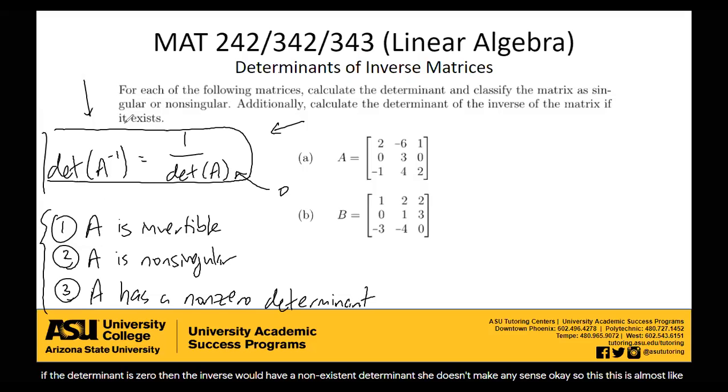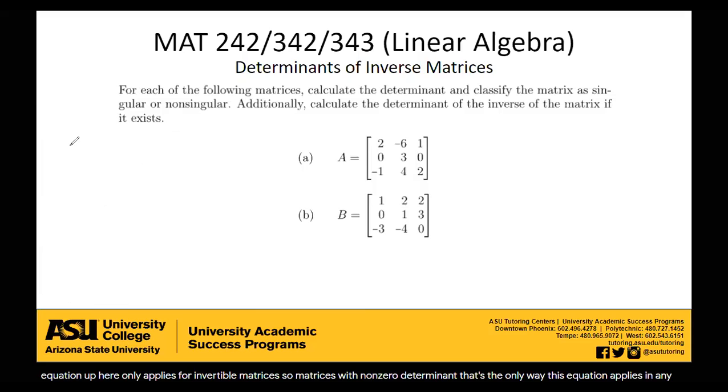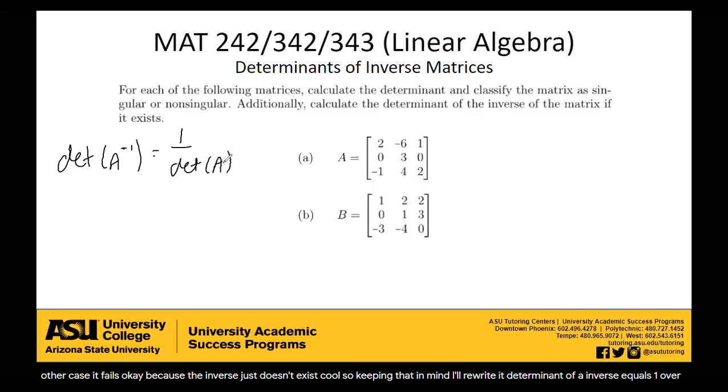Okay? So this equation up here only applies for invertible matrices, so matrices with non-zero determinant. That's the only way this equation applies. In any other case, it fails, okay? Because the inverse just doesn't exist. Cool, so keeping that in mind, I'll rewrite it. Determinant of A inverse equals 1 over the determinant of A. So let's keep that in mind.